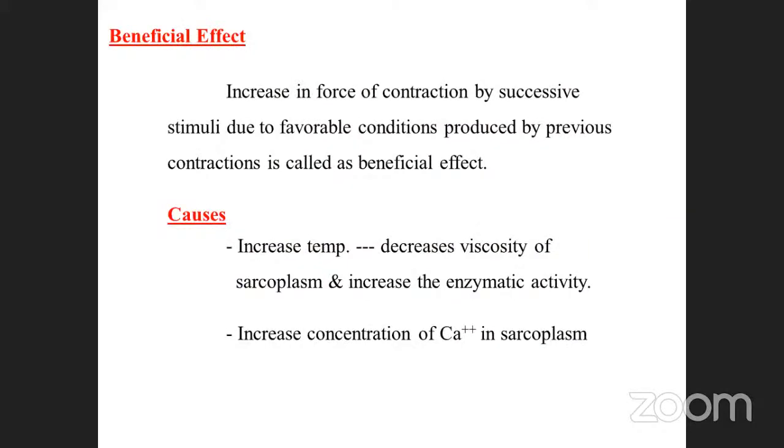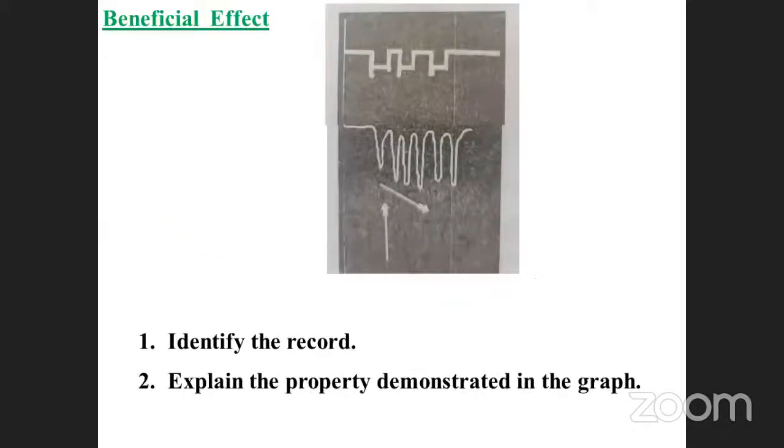Beneficial effect is the increase in the force of contraction by successive stimuli due to the favorable conditions produced by the previous contraction. The causes are the increase in temperature, which decreases the viscosity of the cytoplasm and increases the enzymatic activity. Increase in temperature has two effects: first, it decreases the viscosity of the cytoplasm, and second, it increases the enzymatic activity. And again, there is an increase in the concentration of calcium in the cytoplasm. This is the graph of the beneficial effect.